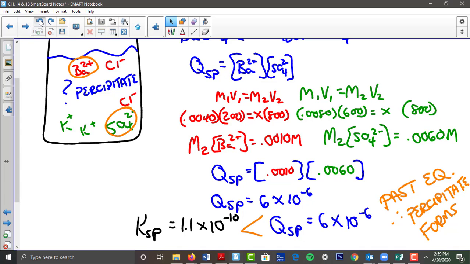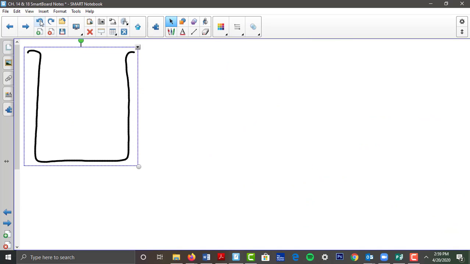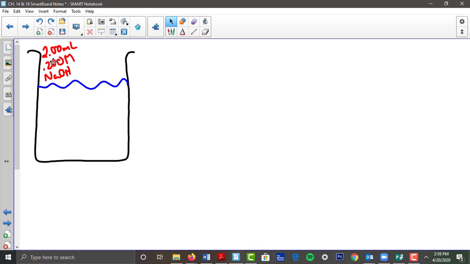Let's take a look at another one. All right, so again, I have my beaker. I'm going to add 2 milliliters. That's it, just 2 milliliters of 0.2 molar sodium hydroxide. And I'm going to add that to a full liter of 0.100 molar calcium chloride.